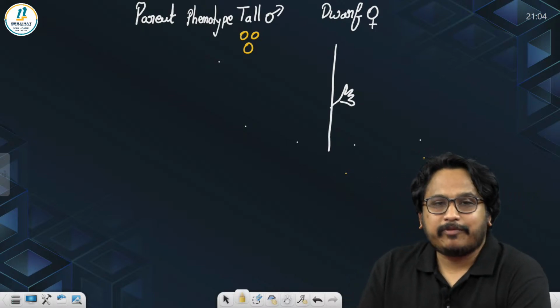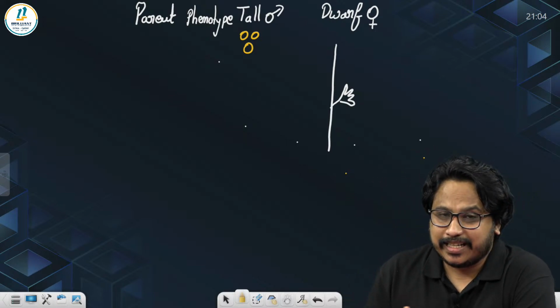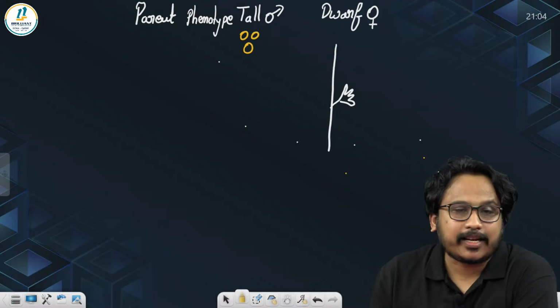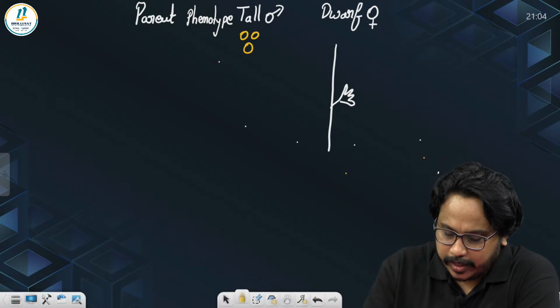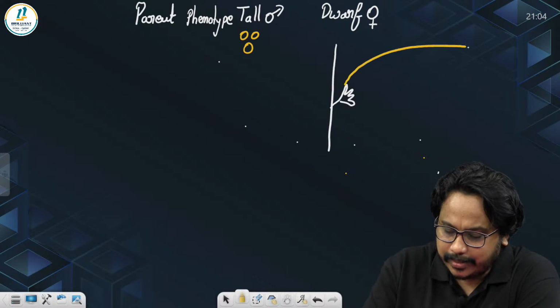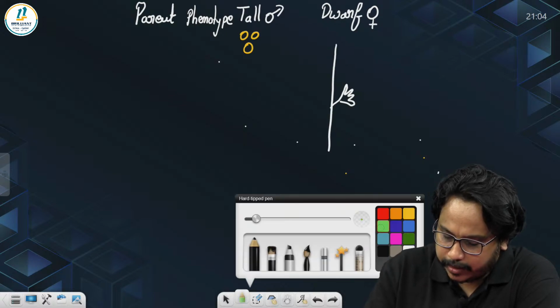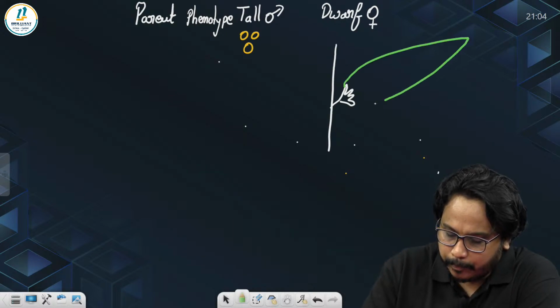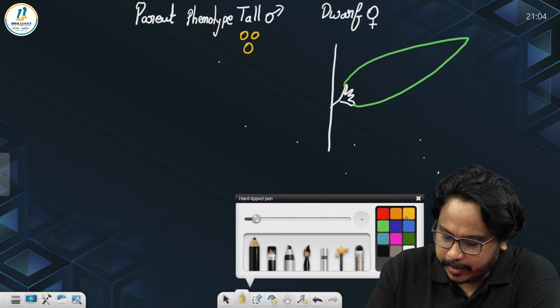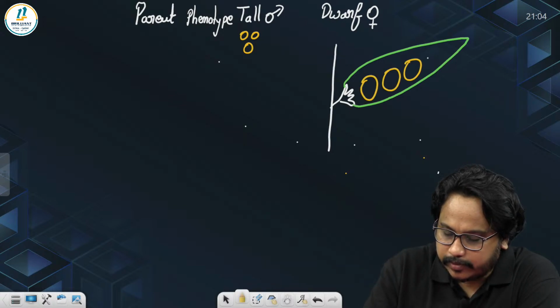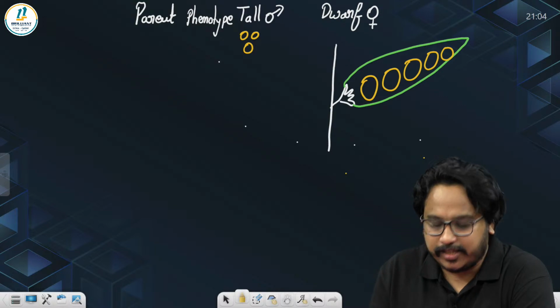Now after performing emasculation, bagging, dusting and rebagging, you should understand this will produce exactly the result of these two parents. For example, this flower will turn into the pod and inside that they will produce the seeds. The seeds will represent the next generation.